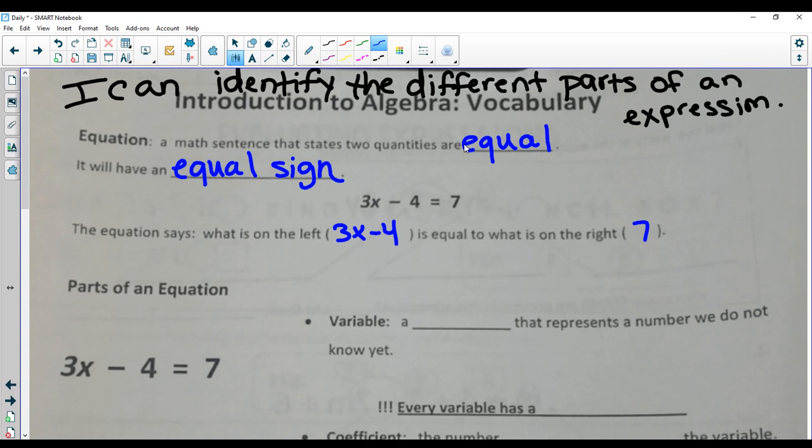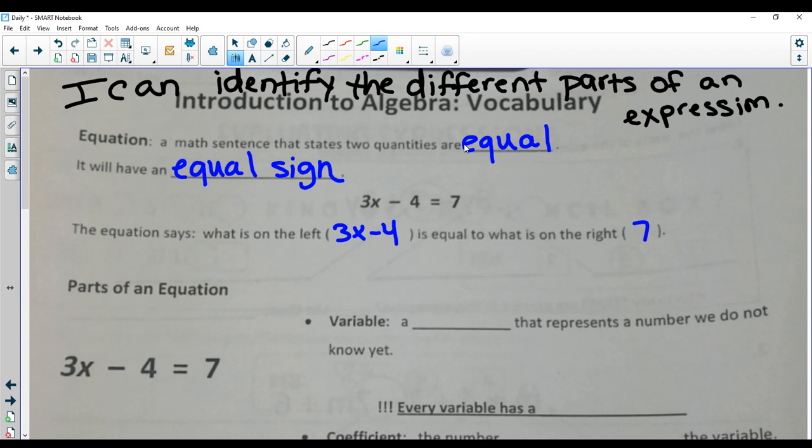This is where we're going to get into the parts of an expression. And we're going to use the same problem, 3x minus 4 equals 7. So a variable. Who can remind me what a variable is? What does it do, Casey? How do we know if it's a variable? In math, looking at this problem, which one's going to be the variable?